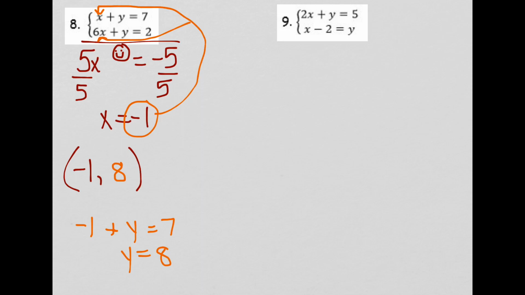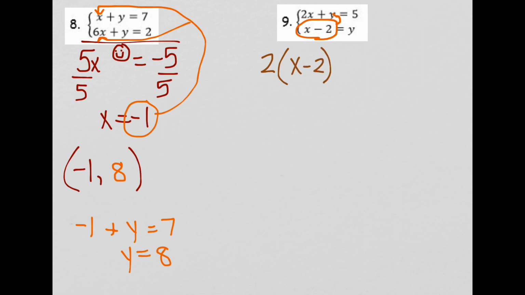All right, number 9, hey, looky there. I have an isolated variable. So I'm going to take y out of the game and replace it with everything that y equals, which is x minus 2. Don't forget to do that using parentheses.